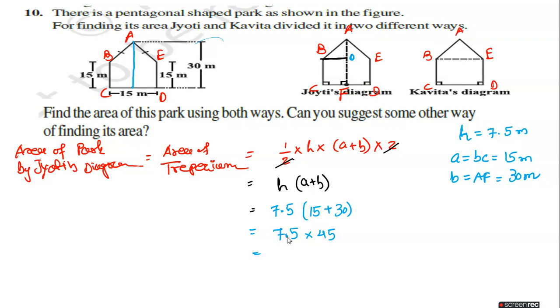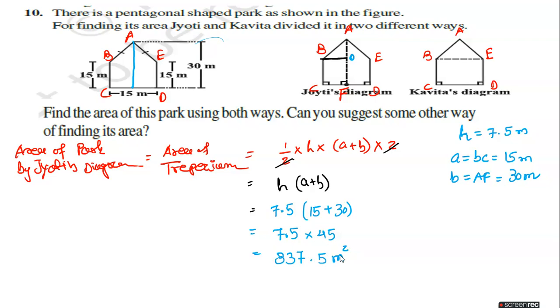Okay. Then if you multiply, then 337.5 meter square will come. You first check this answer. This should be the answer. Okay, 337.5 meter square is the answer. Up to here, is it clear?